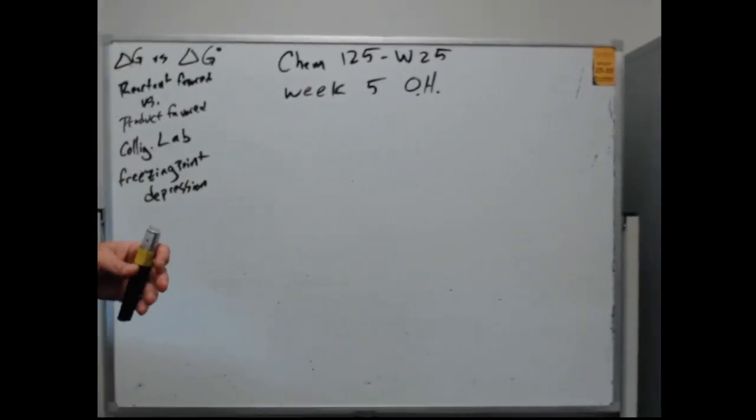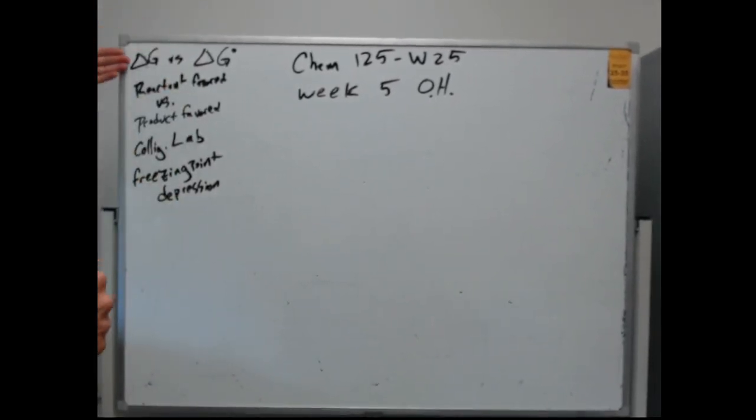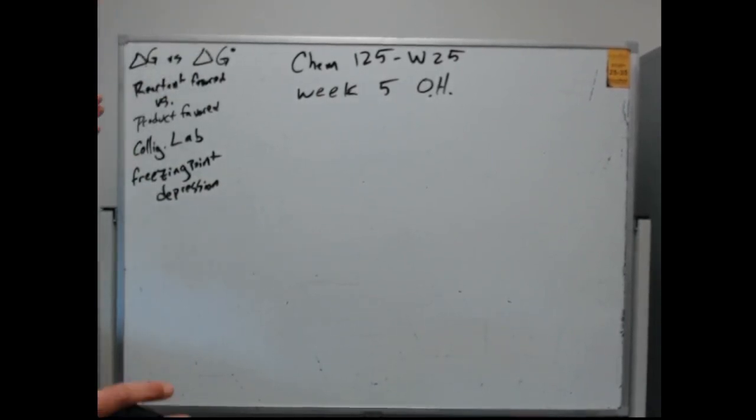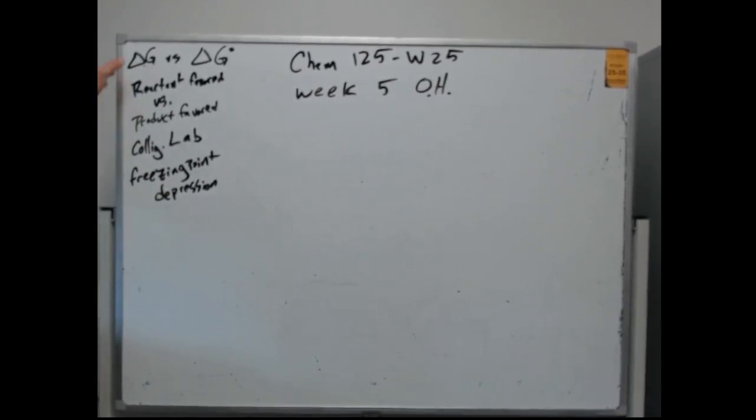A lot of conceptual questions for office hours today. Talking about delta G versus delta G naught. We haven't technically gotten that into class yet, but if you're reading in the textbook, you've already started on that. Reactant favored versus product favored, which actually relates directly back to delta G. And then we can look at freezing point depression and colligative properties in the labs.